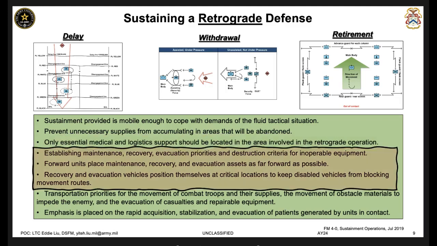Prioritization of maintenance, recovery, and evacuation efforts is essential alongside criteria for the destruction of inoperable equipment. Maintenance, recovery, and evacuation assets are placed as far forward as possible. Additionally, recovery and evacuation vehicles should be strategically located to prevent disabled vehicles from obstructing movement routes.